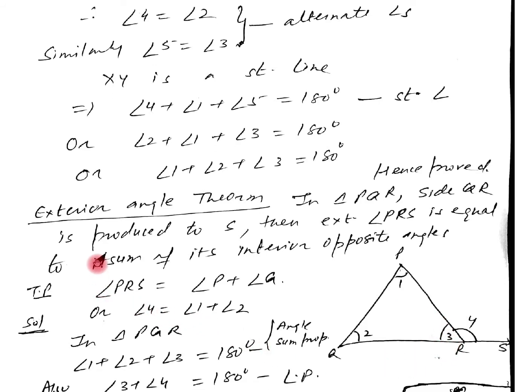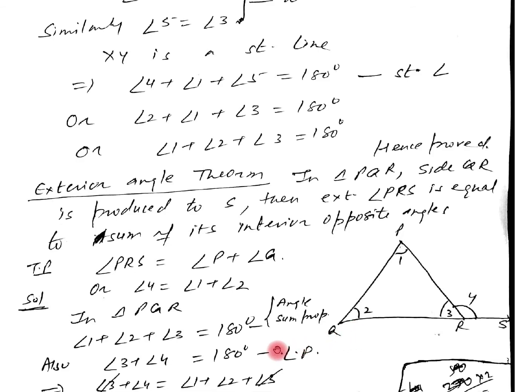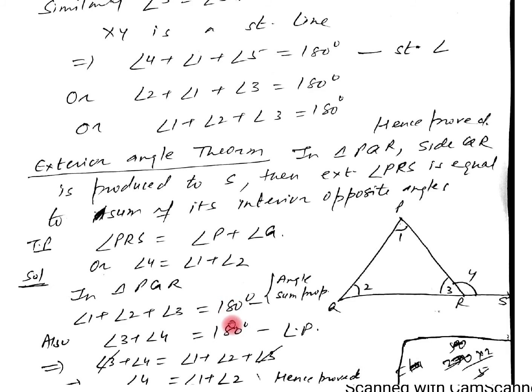This can be asked as a question. We have to prove angle PRS equals angle P plus Q, or angle 4 equals angle 1 plus 2. Now let us see how to prove it. In triangle PQR, angle 1 plus angle 2 plus angle 3 equals 180 degrees. Also angle 3 plus 4 equals 180 degrees, linear pair. In these two equations, the right hand side is the same. If the right hand side is the same, the left hand side must be equal.